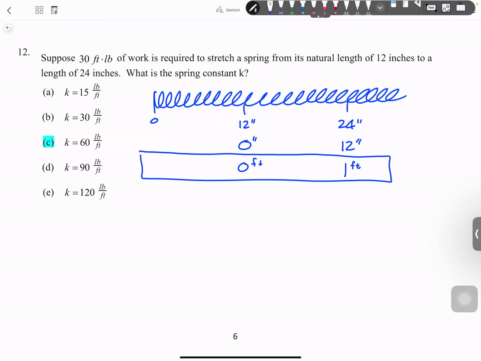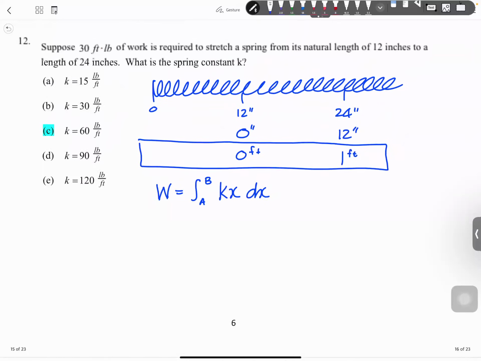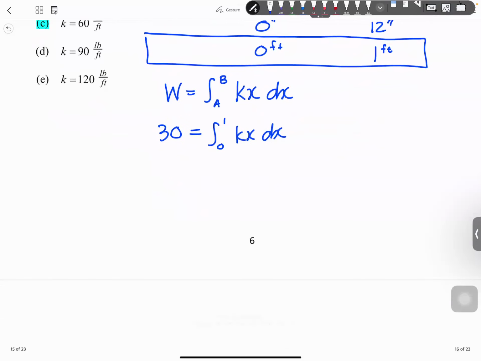This bottom row, after you've converted for both natural length and units, this is the row that you want to use. All right, so it says that 30 foot-pounds of work is required. So remember that work is equal to the integral from A to B, stretching it from and to, of kx dx, right? Formula for work. So we know that 30 foot-pounds of work is needed to stretch this thing from 0 to 1 of kx dx. Our job is to find k.